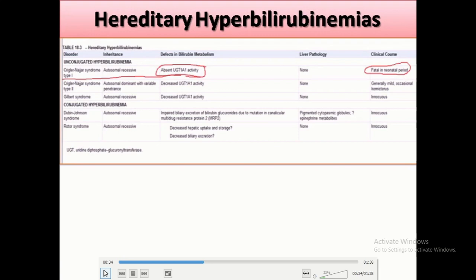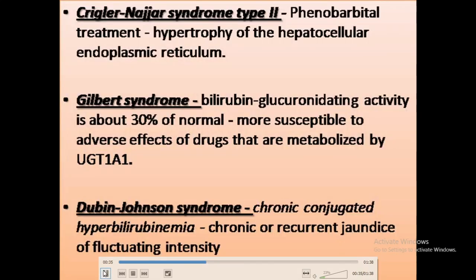The commonest causes of hereditary hyperbilirubinemia are Crigler-Najjar syndrome type 1, type 2, and Gilbert syndrome. In Crigler-Najjar syndrome type 1, there is absent UGT1A1 activity and it is fatal in the neonatal period, while in case of Crigler-Najjar syndrome type 2, there is diminished activity and there is hypertrophy of the hepatocellular endoplasmic reticulum, and treatment is generally done with phenobarbital.